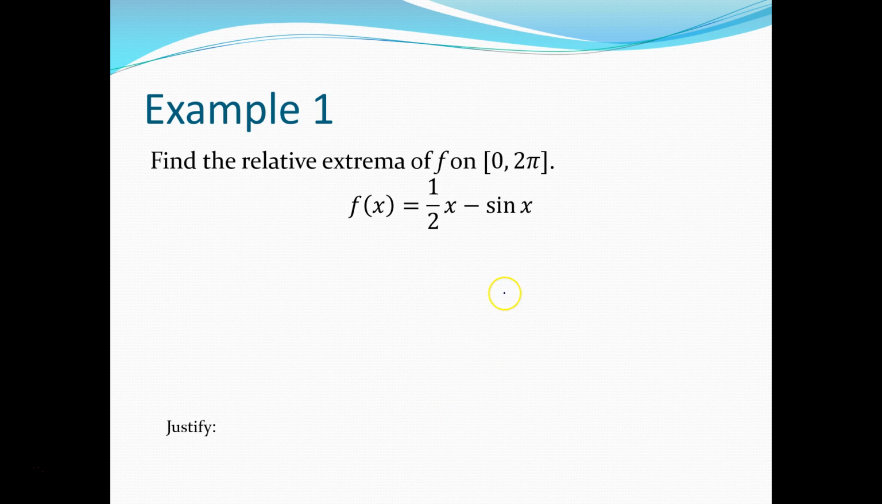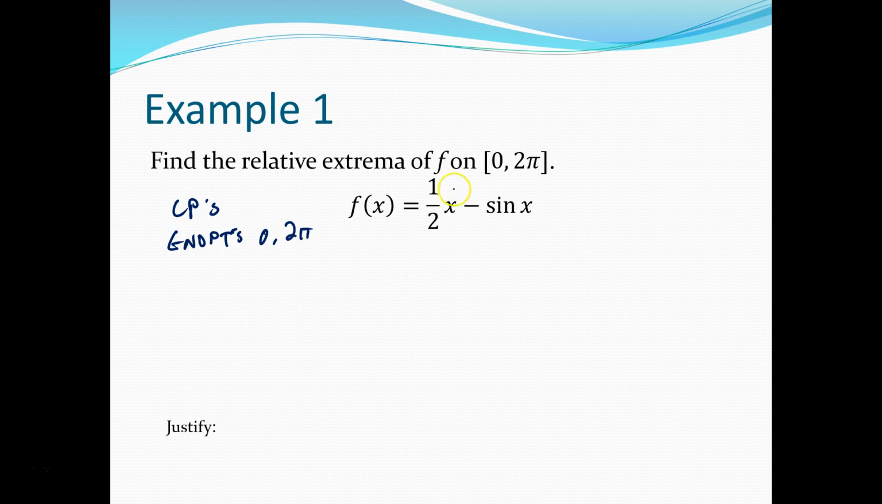So we're going to find the relative extrema on [0, 2 pi]. So we have a closed interval here. So the things we're going to have to check are critical points, and we're also going to have to check endpoints. These are the things we're going to have to check. So the endpoints are 0 and 2 pi.